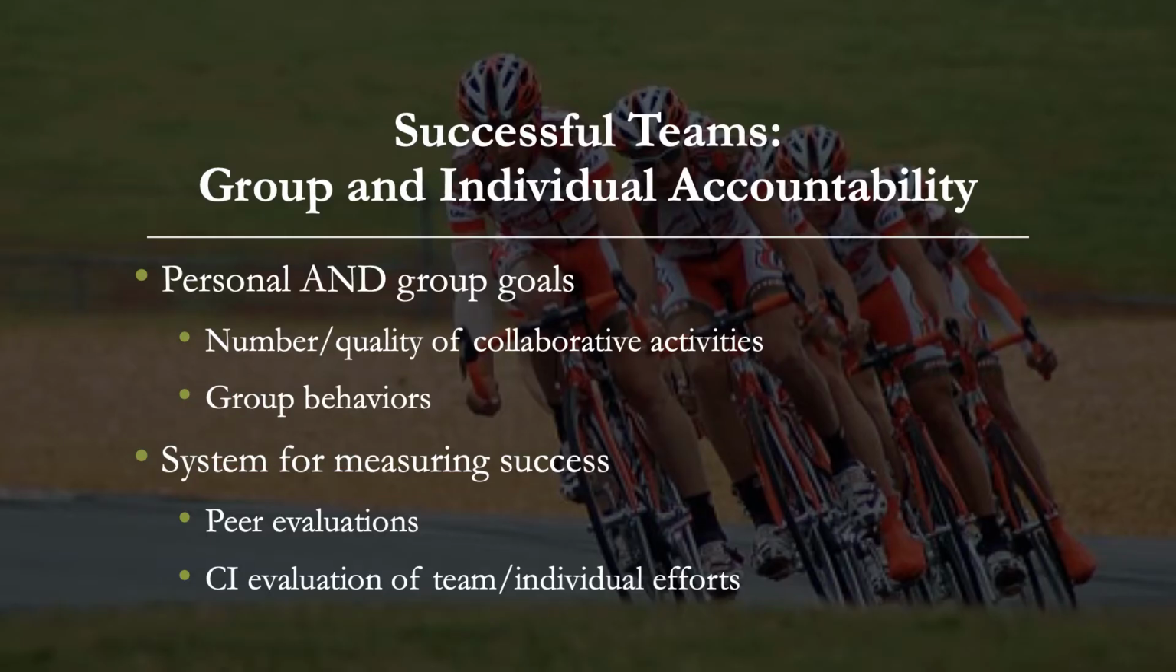Group and individual accountability simply means that both students have to be accountable for their own efforts to help the team, and to be held accountable as a unit for their collective success. We can encourage this accountability by having students set personal and group goals, such as how often they will engage in collaborative learning activities, or by identifying specific team behavior expectations. Our assessments of team success should include both peer and CI evaluations of individual and group efforts.